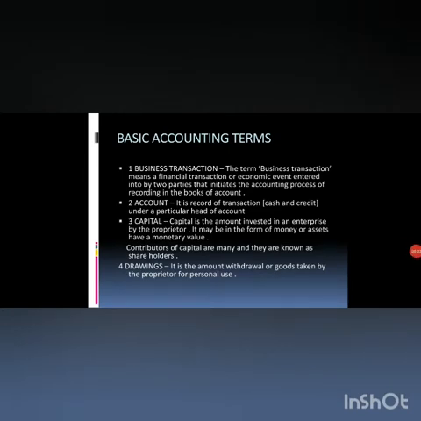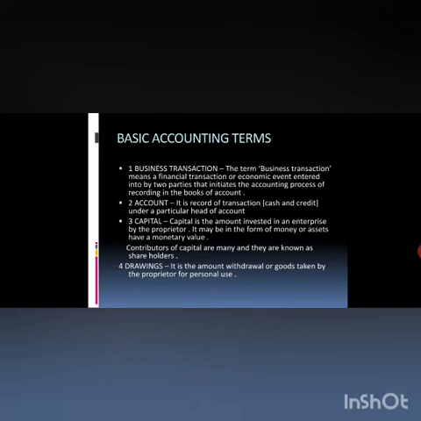First, business transaction. The term business transaction means a financial transaction or economic event entered into by two parties that initiates the accounting process of recording it in the books of account of an enterprise. It is concerned with money terms like goods or services. It arises out of transfer or exchange of goods and services. It has dual aspects like receiving one is debit and giving is credit. Second, account. Account is a record of transactions, cash and credit both, under a particular head of account.